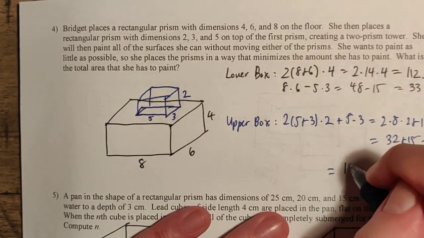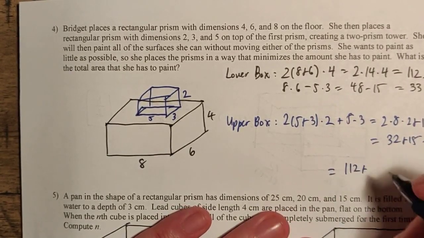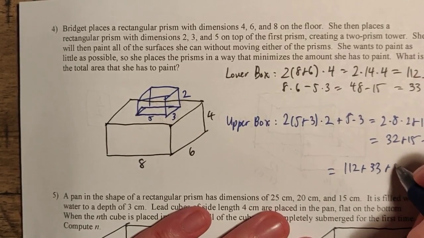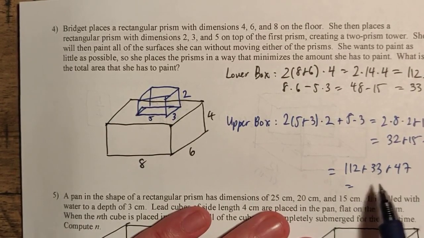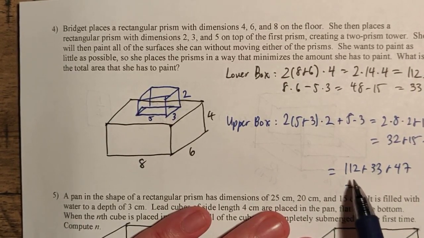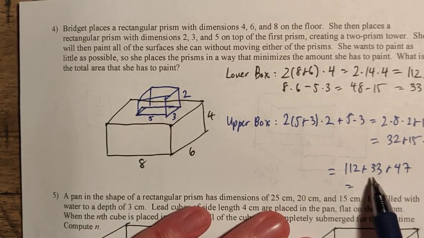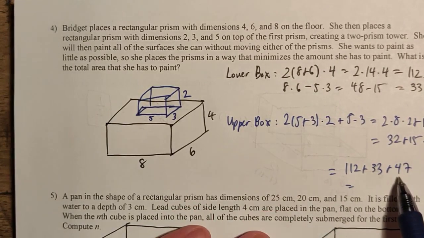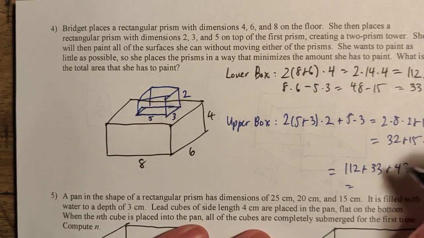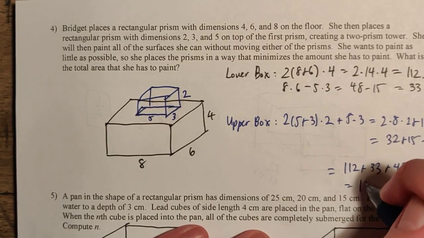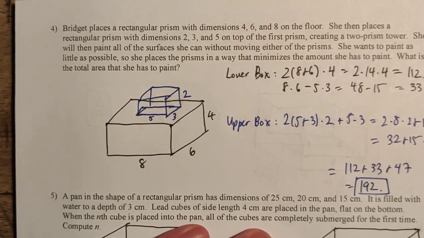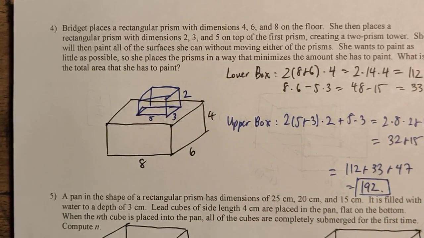So therefore, we have 112 for the bottom face, plus 33, plus 47 here. So 33 plus 47, that is 30 plus 40, that's 80, plus 112 is 192. So this is our minimum, okay?